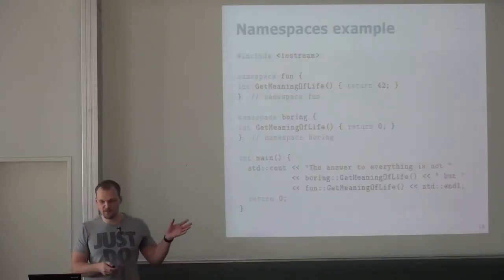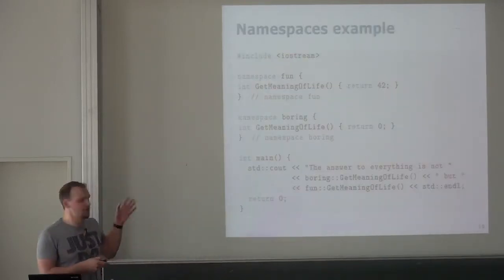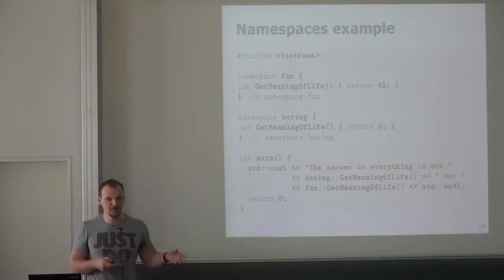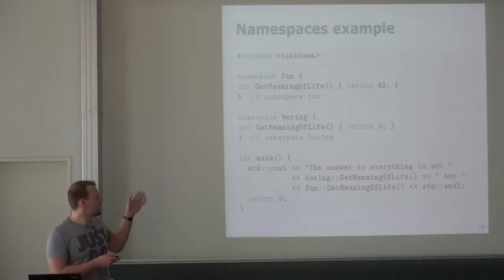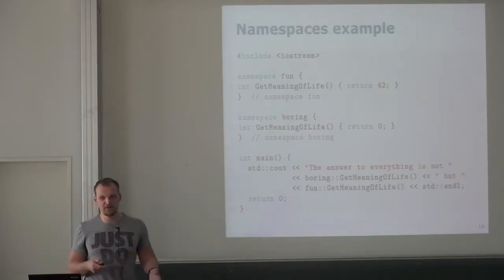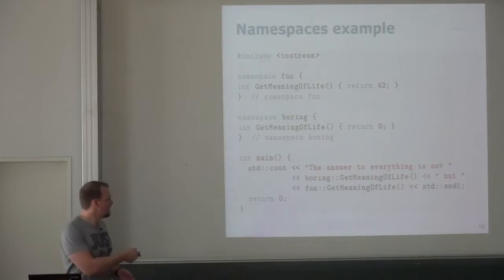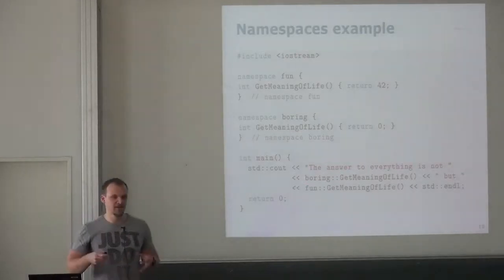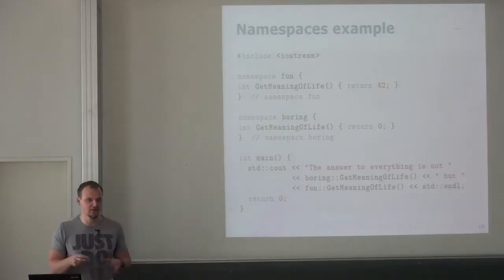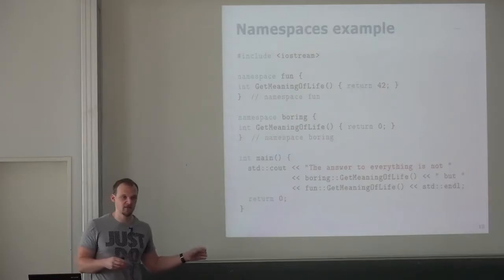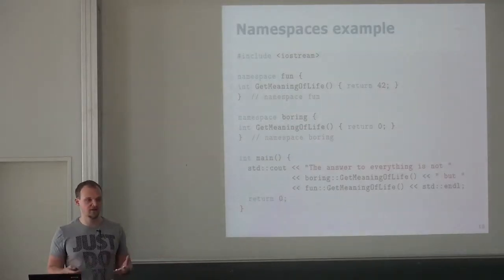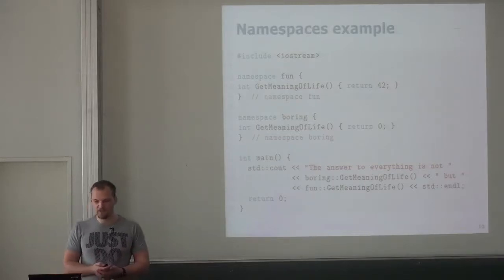It can look like this. We can have two getMeaningOfLife functions, one in a fun namespace and one in a boring namespace, and you can use both of them if you want to. So we can use the boring namespace and the fun namespace in the same situation, and this will compile perfectly well, because these functions are different even though they have the same name. Because they are in different namespaces, they are actually different functions. All right.